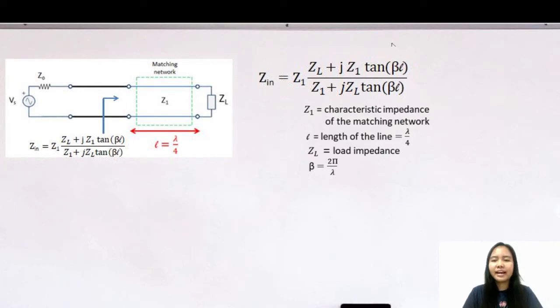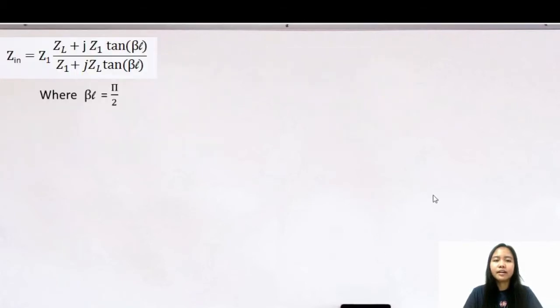Since we need beta L, we will solve for this. We will just multiply the value of beta and L. Multiplying the values, we cancel the lambda, and this is the remaining equation. Beta L is equal to 2 pi over 4. But we can simplify it further. Hence, beta L is equal to pi over 2. Now that we know beta L, we can substitute it in this equation.